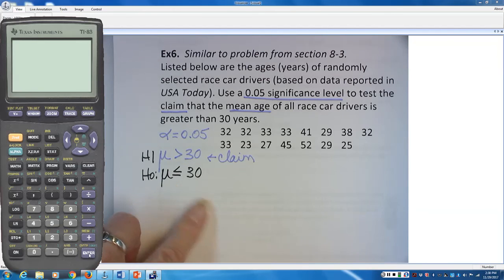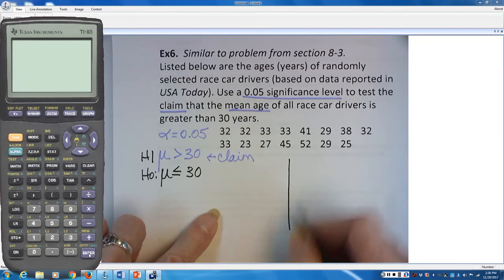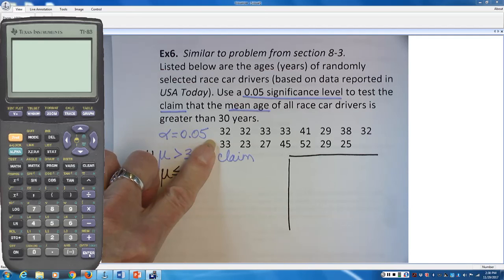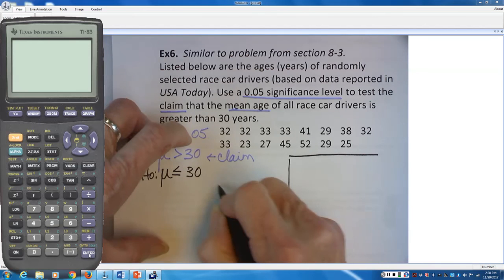So this time we're going to run the test, and we're given only sample information and not sigma, so we're going to use a t-test.